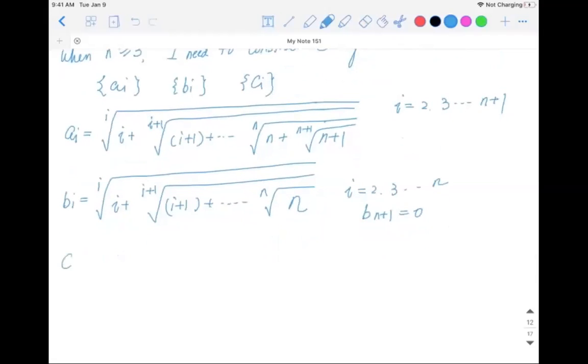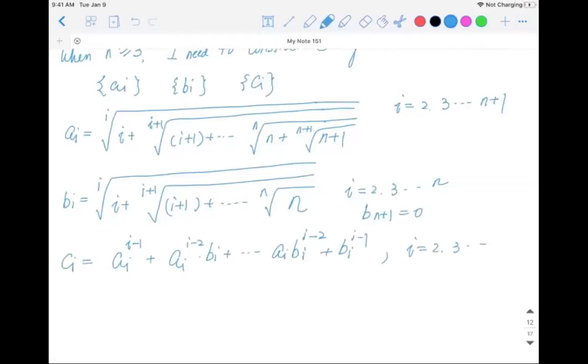And what about CI? CI is even more crazy. CI equals AI to the power of I minus 1, AI to the power of I minus 2 BI, all the way AI BI to the I minus 2, BI to the I minus 1. So this one looks like the binomial theorem, right? Quite like the binomial theorem. So I can be 2, 3, all the way.